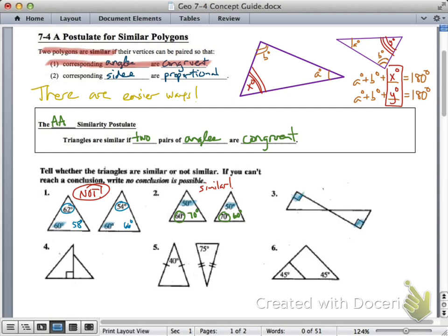Okay, did you notice that we have two right angles, so we have one set of angles, and then we have vertical angles that are shared, so there's the AA. We have two angles that are congruent. Yes, these are similar. Pause. Try number four.